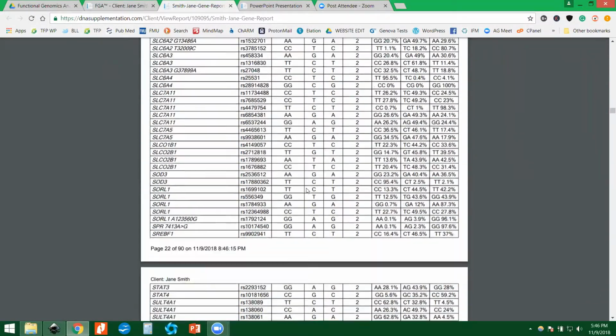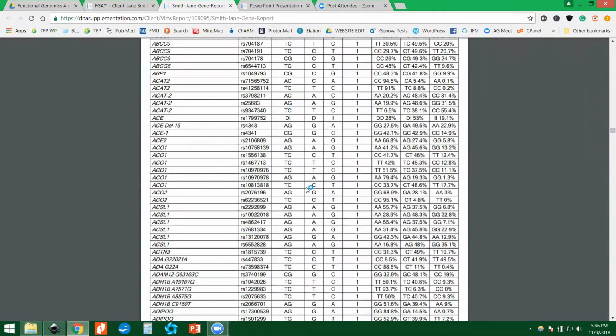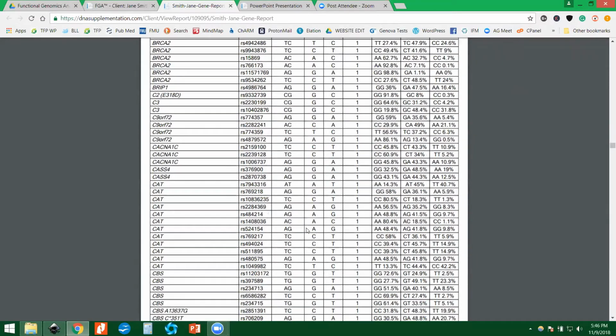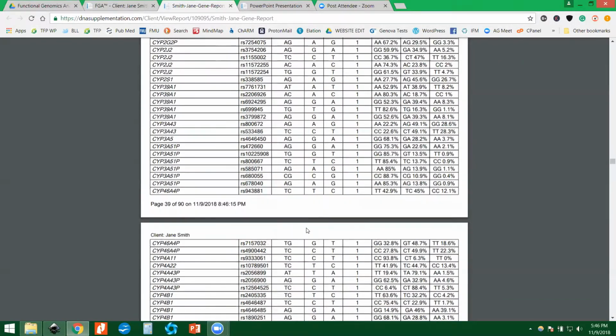But you're going to have all the genes on here that have genetic SNPs, some sort of a variant on that. So that's pretty much it.